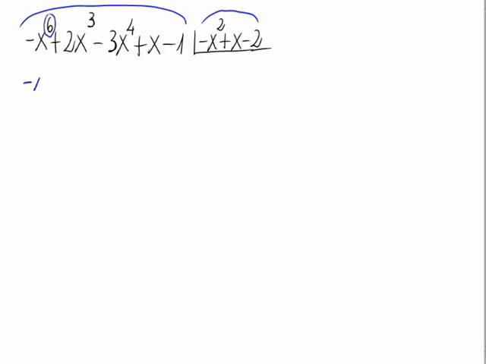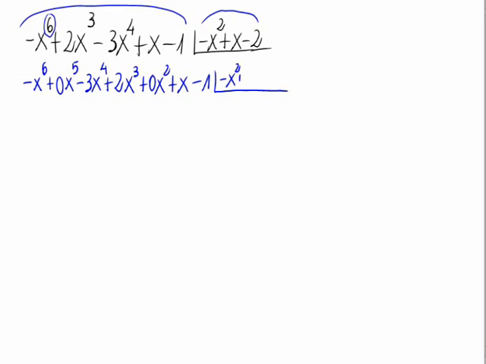As the biggest exponent is 6, let's write first of all minus x to the 6th plus, as there is no x to the 5th, it would be 0x to the 5th minus 3x to the 4th plus 2x cubed, as there is no x squared, that would be 0x squared plus x minus the independent term 1. And the divisor is already arranged, so let's copy it down here. Let's begin with the division.